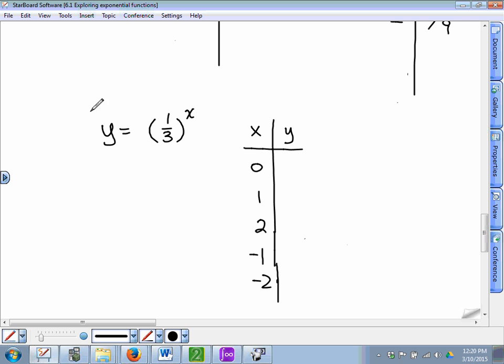True. Why is it true? The variable is an exponent, right? The base here is a bit different. It's a base of 1/3, but the variable is still an exponent. So yes, it is true. This is exponential.